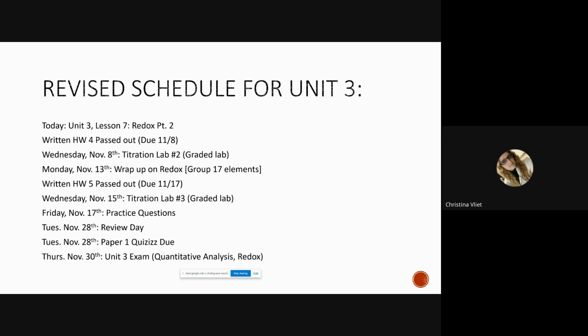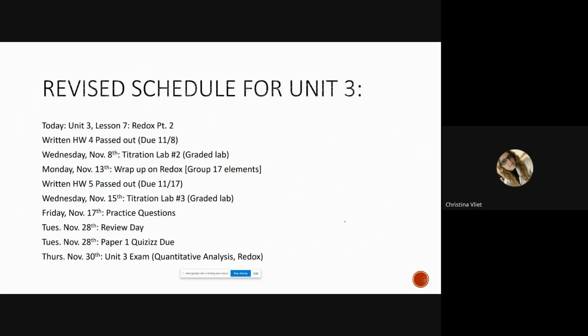And then Thursday, November 30th is our Unit 3 exam. We'll end the month with this unit being done on quantitative analysis and redox. And then starting beginning of December, we're starting organic. We're going to start organic in the first week of December. So that's where we'll be going next. All right. So just a couple lessons left in this month, today and next week, and then labs, review, test at the end of the month. That's what it looks like.